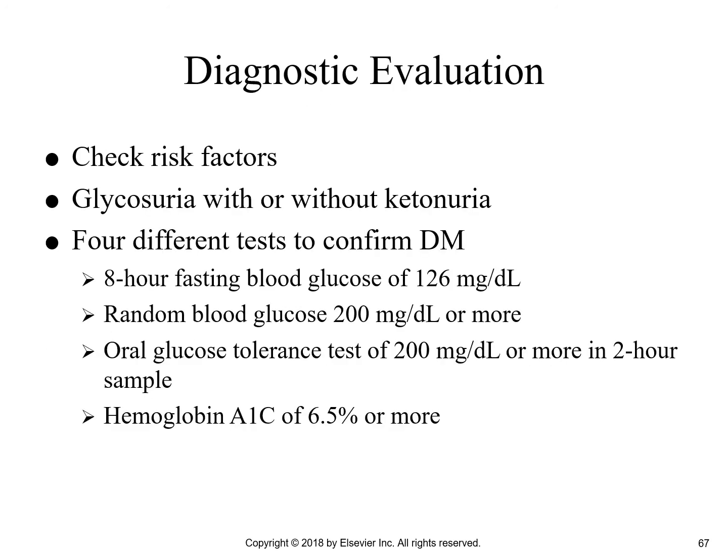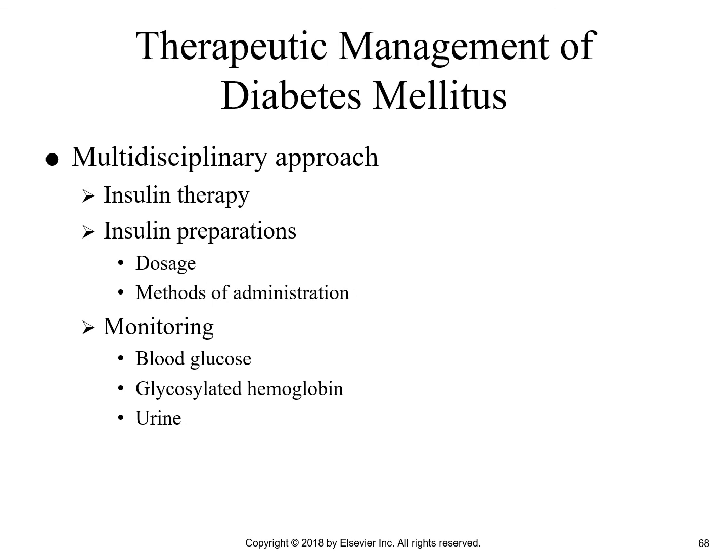Diagnostic evaluation: check for risk factors, and glycosuria with or without ketonuria. There are four different tests to confirm DM: an 8-hour fasting blood glucose of 126, a random blood glucose of 200 or more, an oral glucose tolerance test of 200 or more in a 2-hour sample, and a hemoglobin A1C of 6.5% or more. You have to take a multidisciplinary approach with insulin therapy.